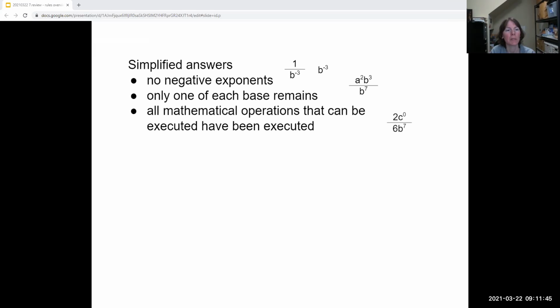And then if you see something like this here, where you notice I have a 2 in the top and a 6 in the bottom, well, I can do division there. I can turn that into a 1/3. And you see the c still has a 0 on it as an exponent. I can simplify that to a 1. So neither of those should be in a final answer, because both of those should have been resolved.